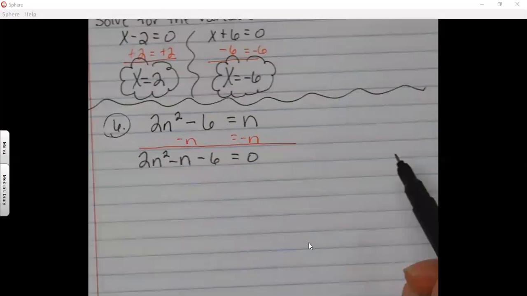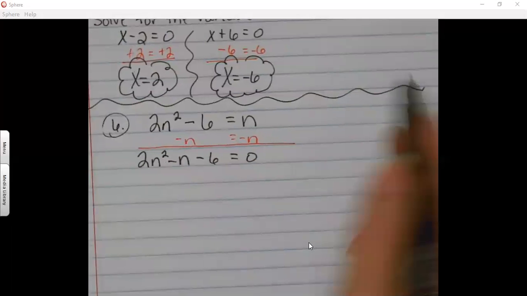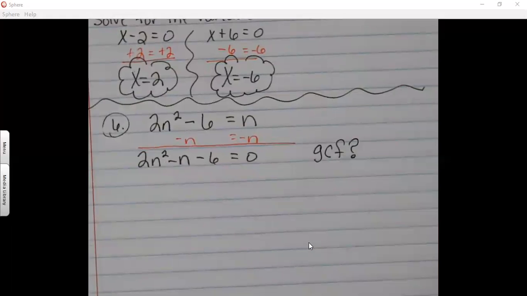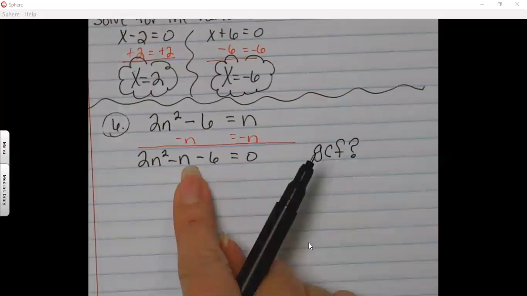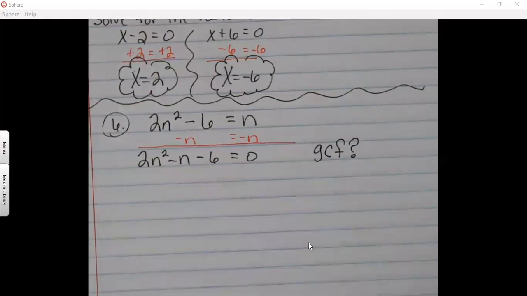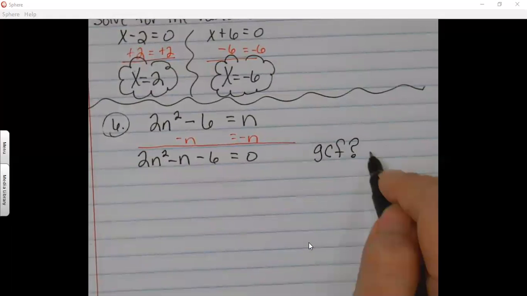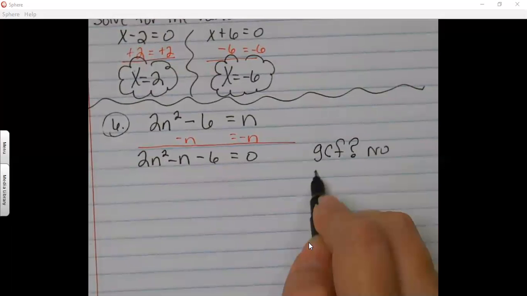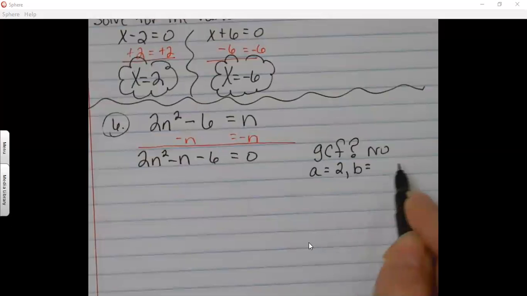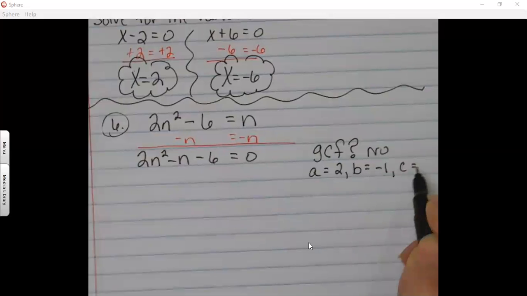All right, so once it's set equal to 0 and in standard form, we factor out a greatest common factor if there is one. Do we have a GCF? Will 2 divide into negative 1n evenly? No, it's got to divide into all 3 terms, not just 2 of the 3, okay? So there's not one. So what is A equal to? What is B equal to? And what is C equal to? Negative 6.